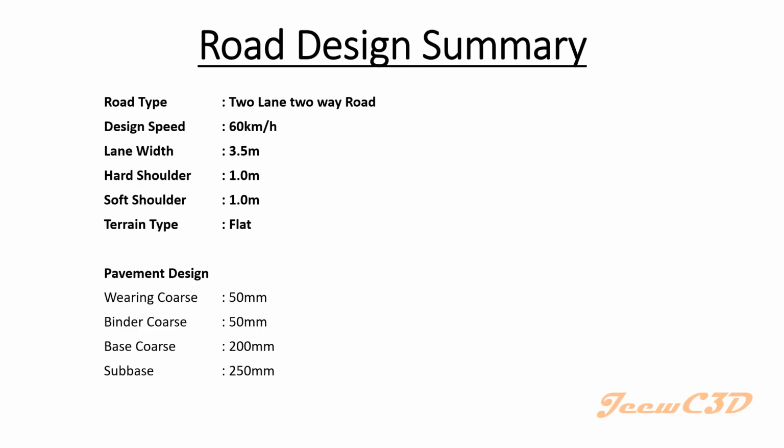Now we will move on to the drawing again. So we have to remember that we are going to create a road with a 60 kilometers per hour design speed, and it is a two-lane, two-way road, and we have to follow the lane width and hard shoulders applied here.